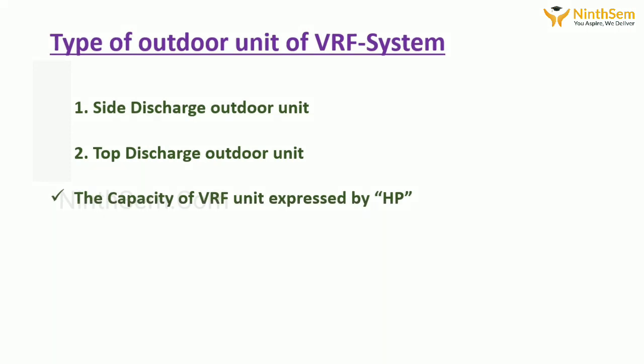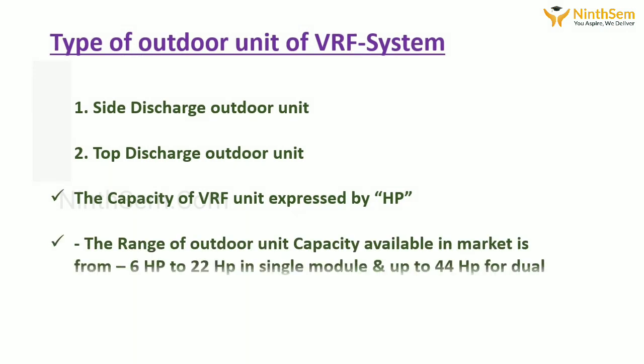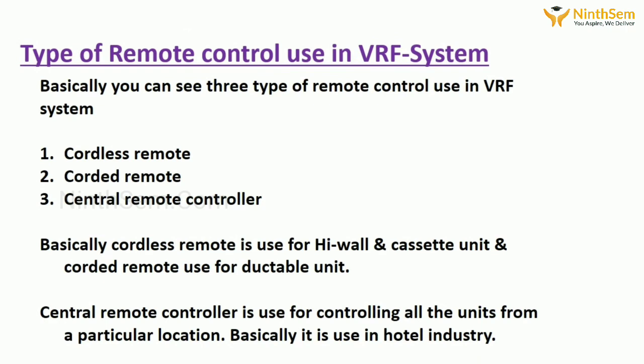The capacity of a VRF unit is expressed in HP. The range of outdoor unit capacity available in the market is from 6 HP to 22 HP in a single module and up to 44 HP for a dual module. Types of remote control used in a VRF system. Basically, you can see three types of remote control used in a VRF system.